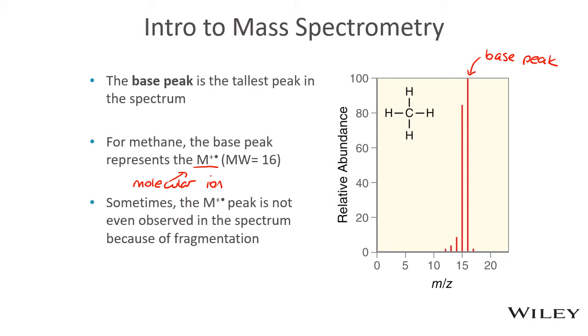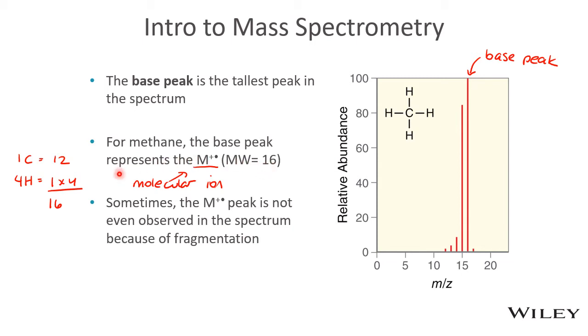Methane is made up of one carbon, which has a mass of approximately 12. We don't need to worry about the decimals after it. It also has 4 H's, which each have a mass of about 1. So overall, the mass of methane is approximately 16 grams per mole. You'll notice that the base peak shows up right at the 16 mark. So this is showing us that our tallest peak, which happens to be the base peak, also corresponds to the mass of the entire molecule.